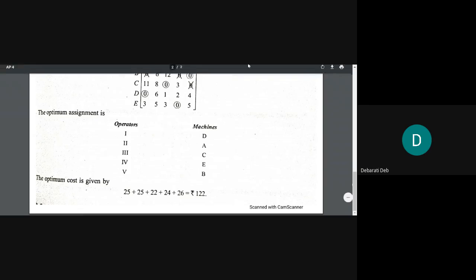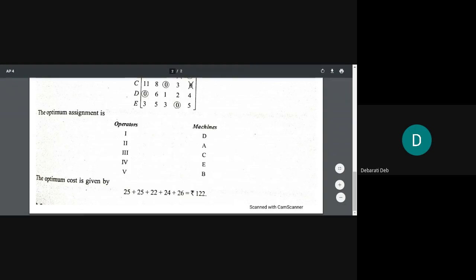Do it by today. Tomorrow we will do one unbalanced assignment problem. All right. If there is any doubt, you can ask by the time I'm taking your attendance.